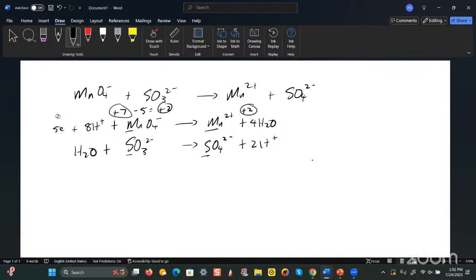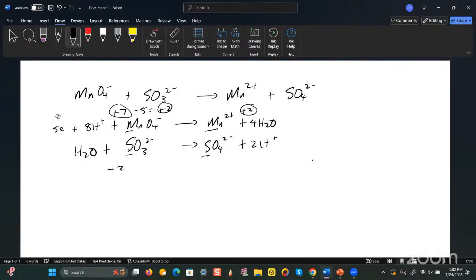Next step, or do the same thing for the second half equation. Again, the question is, to which side would you add and how many electrons? So what's the total charge in the case of the second half equation? What's the total charge on the left side?